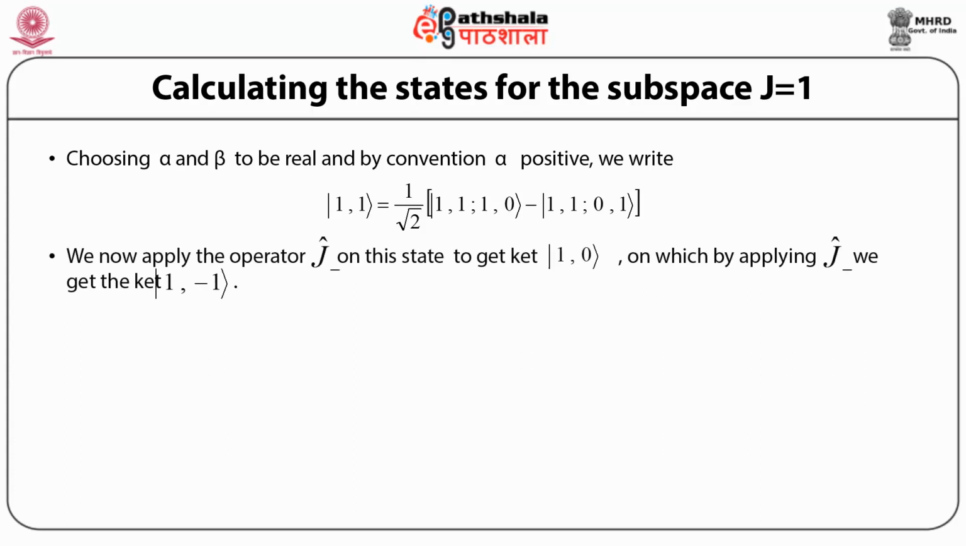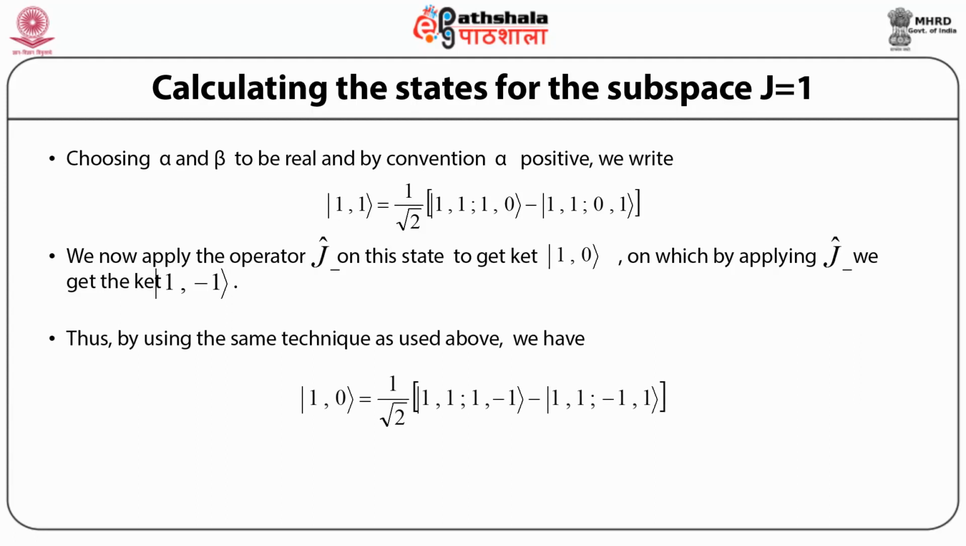We now apply the operator j minus on this state to get ket(1,0), on which by applying operator j minus we get the ket(1,-1). Thus, by using the same technique as used above, we have ket(1,0) equals 1 by square root of 2 into within the brackets ket(1,1,1,-1) minus ket(1,1,-1,1).